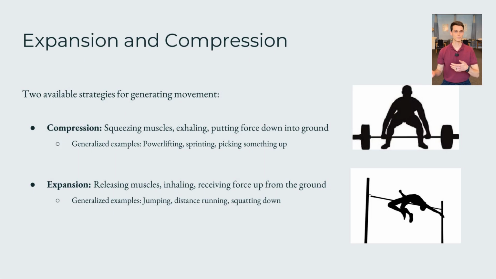So expansion and compression is just a way of describing 2 different strategies of creating movement. In the human body, you can say that every movement is either a type of compression or a type of expansion or a combination between the two. Compression would be squeezing a muscle, exhaling, putting force downwards into the ground. Generalized examples would be powerlifting, sprinting, or picking something up off the ground.